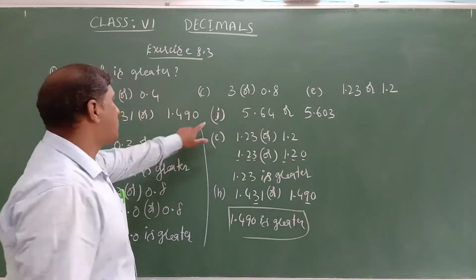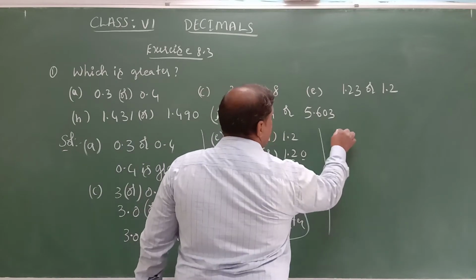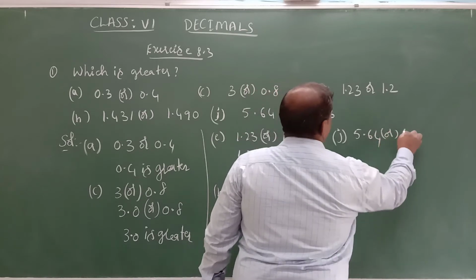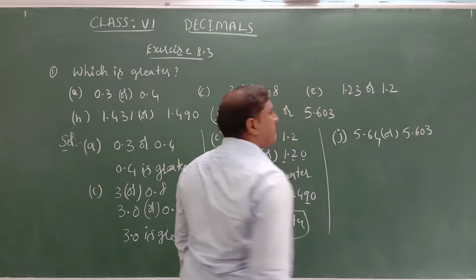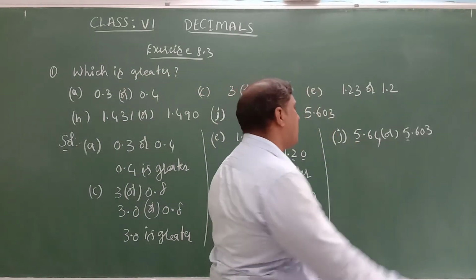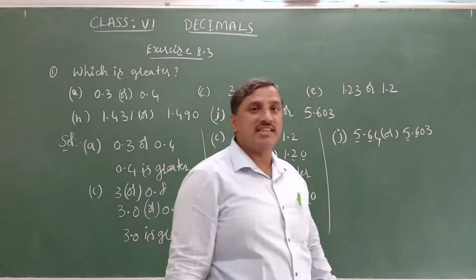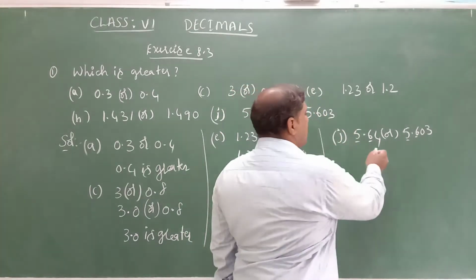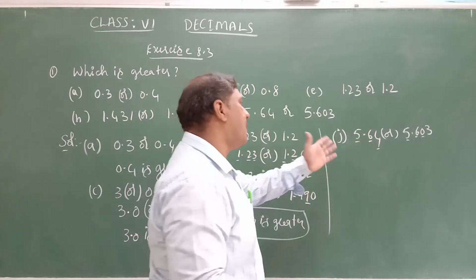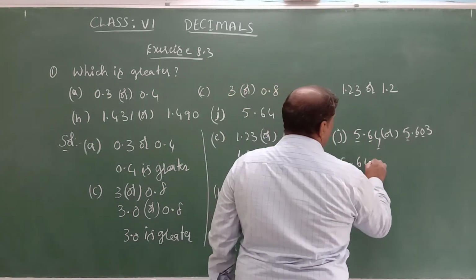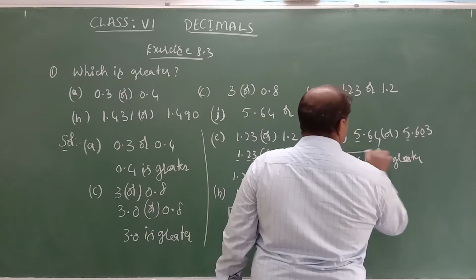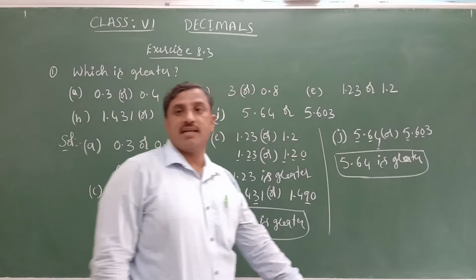Now we have one more, it is J bit: 5.64 or 5.603. Compare the whole part, same whole part. The 10th part we have 6 here and 6 here, same 10th part. Then compare the 100th part, we have here 4 and here it is 0. As 4 is greater than 0, therefore 5.64 is the greater decimal.